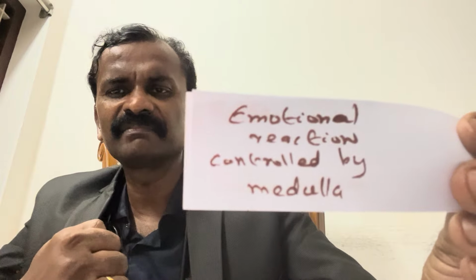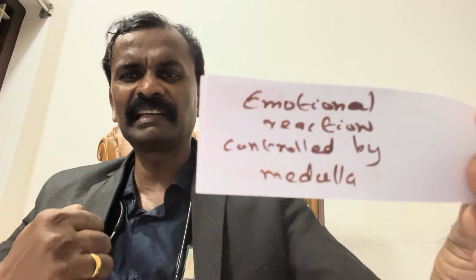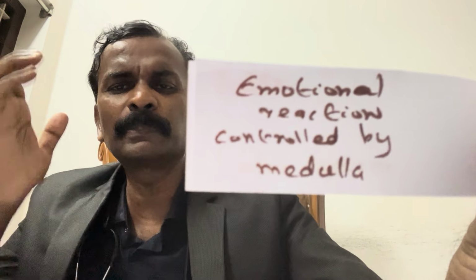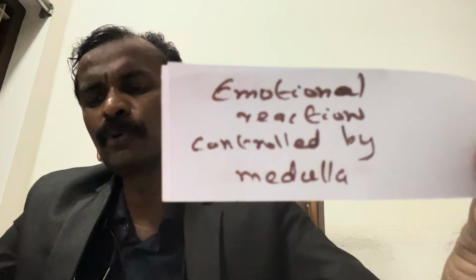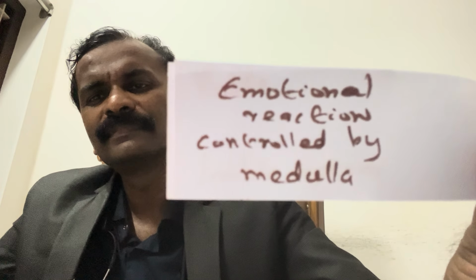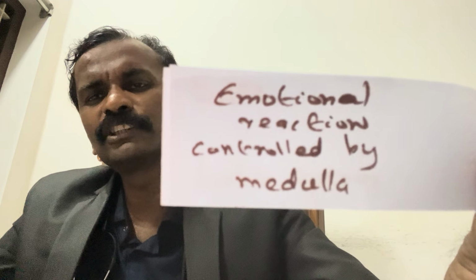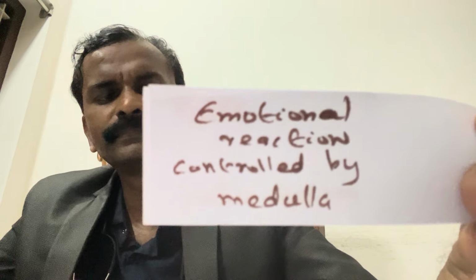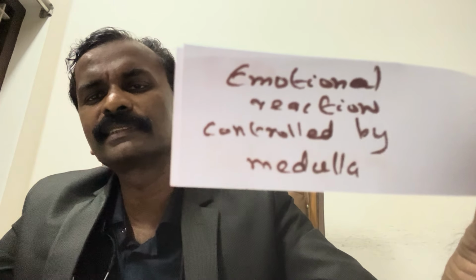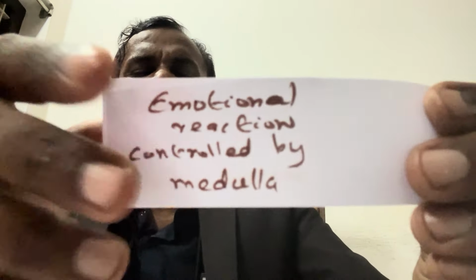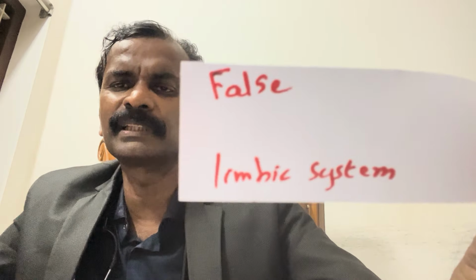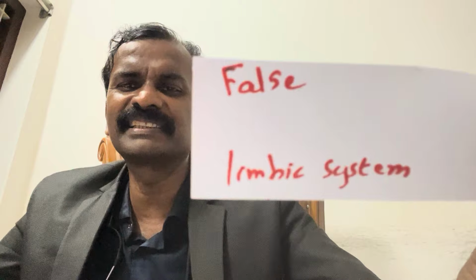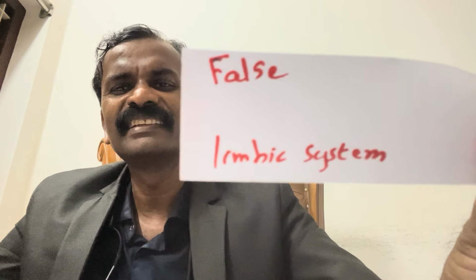Emotional reaction, getting anger, is controlled by which part of the brain? Is it controlled by medulla? True or false? Emotional brain. Which part? Medulla I have written. True or false? Because it is controlled by the limbic system. Emotion, limbic system.